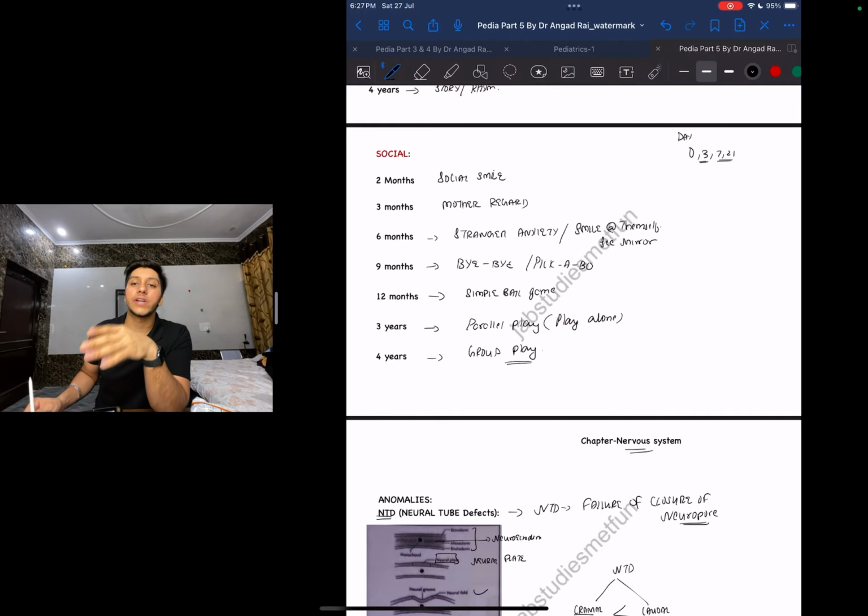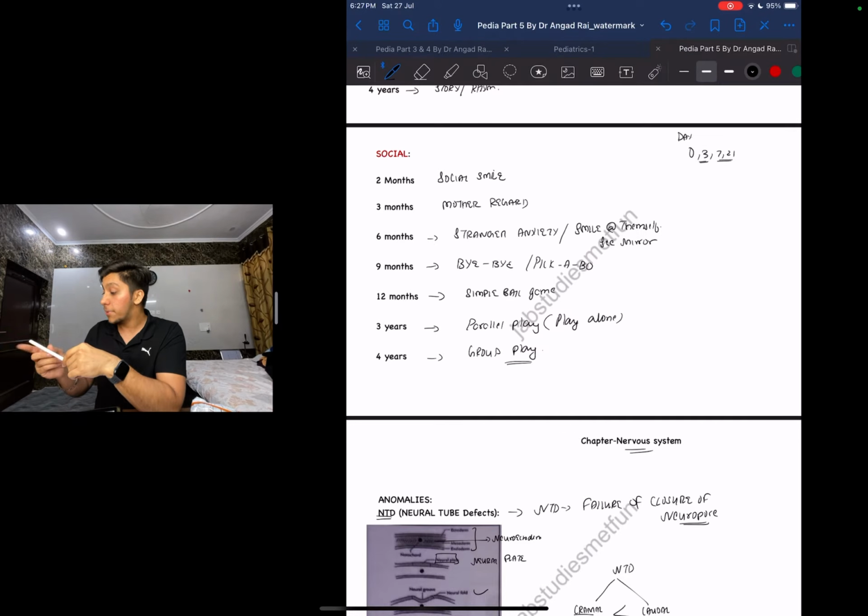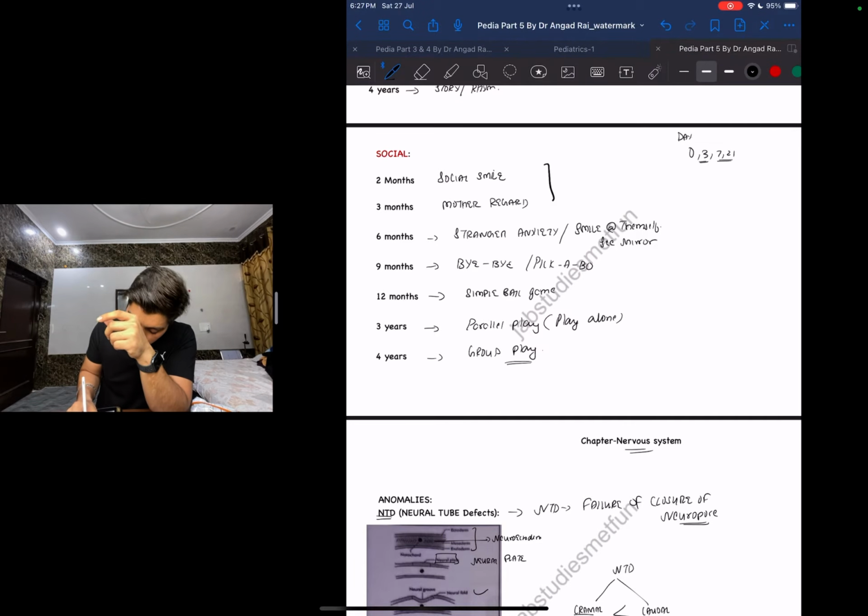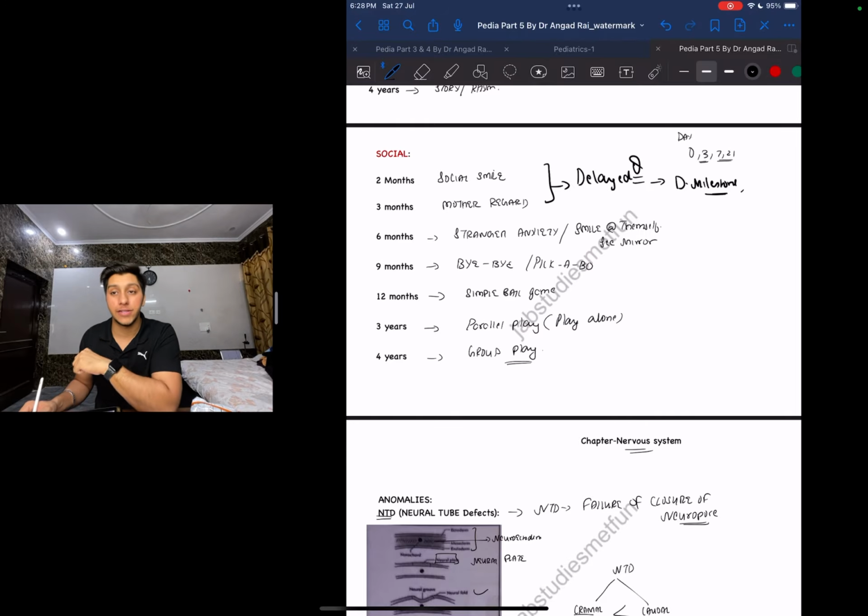Now, guys, whatever milestone we're discussing, even if there is plus or minus 1 month, that is okay. But in these 2 conditions, social smile and mother regard, if this is delayed, then you will definitely say that there are delayed milestones.